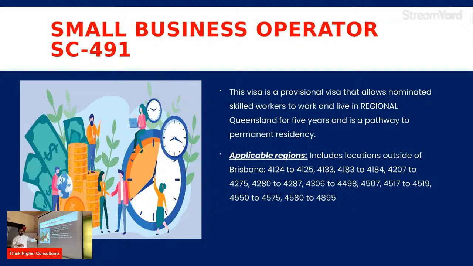So अगर business लेते हैं और ये regional codes हैं आपके regional Queensland के, then you can apply after 6 months of operations. You can then apply for a Queensland small business 491. Let's go to the next slide.